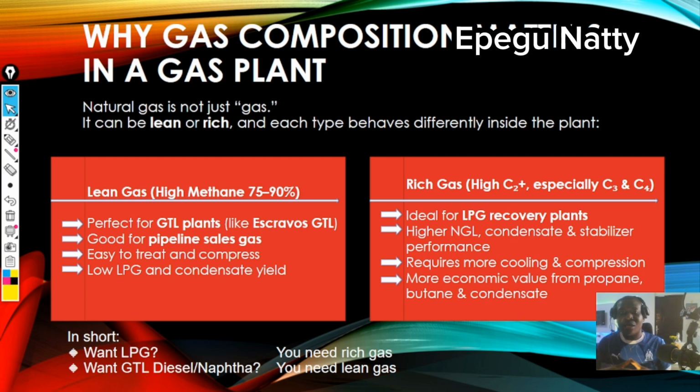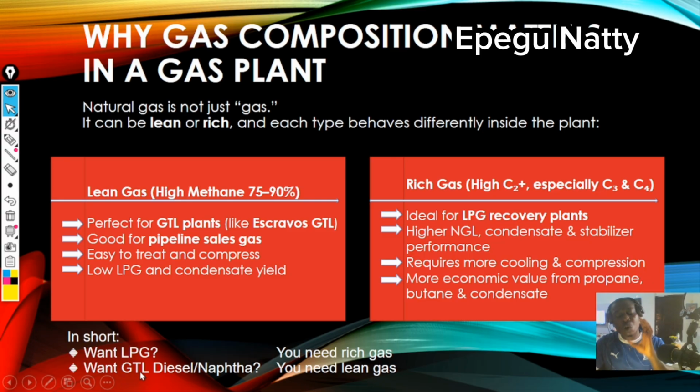It sounds odd, but it happens. It is a process called the Fischer-Tropsch process. What it does is merge lighter hydrocarbons into heavier ones, enabling you to get diesel and then naphtha. So it's done at this plant, and lean gas is also good for pipeline sales gas. If the essence of your plant is just to compress the gas and send it out through pipelines as sales gas, lean gas is very good for you.